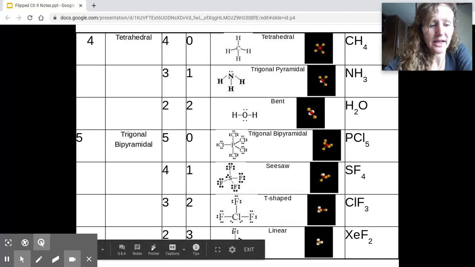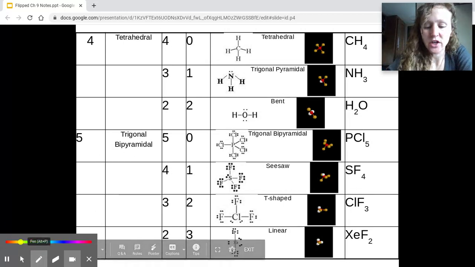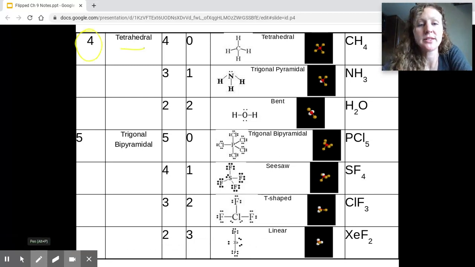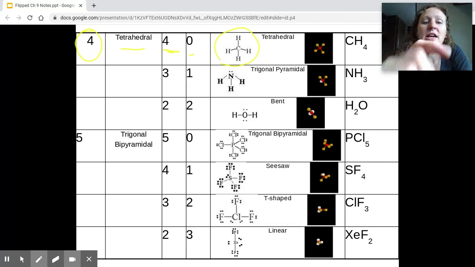All right, moving on. We have 4 electron regions. That's going to be a tetrahedral. And here you see all of our options. 4 bonding, no non-bonding, that'd be methane. It's going to be tetrahedral. You will have your 109.5 degree angles there.